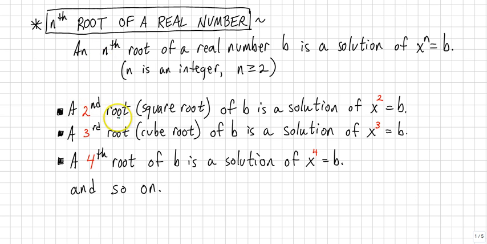Okay, so just a few examples to make you realize what exactly n is here. A second root, which we call a square root, of some number b would be any solution of the equation x squared equals b. A cube root, or third root, of some number b would be any solution of the equation x cubed equals b. So b is the number we want to take the cube root of, and 3 lets us know that it's a cube root. And a fourth root of some number b would be any solution of the equation x to the fourth equals b. And you can do that for any integer greater than or equal to 2.